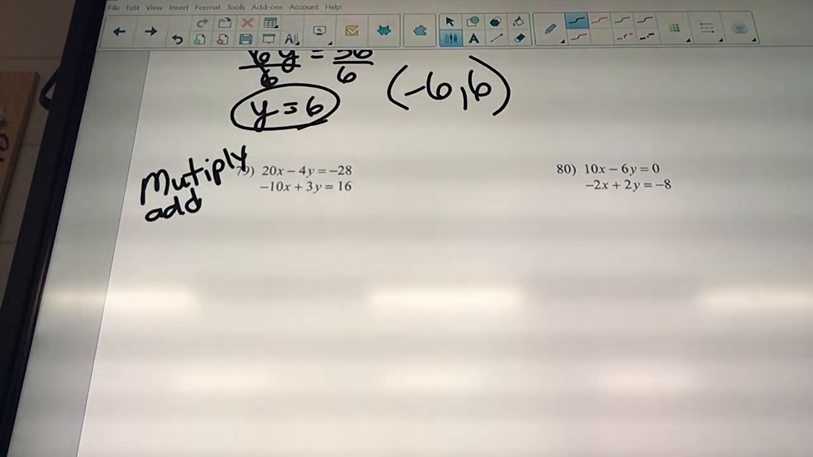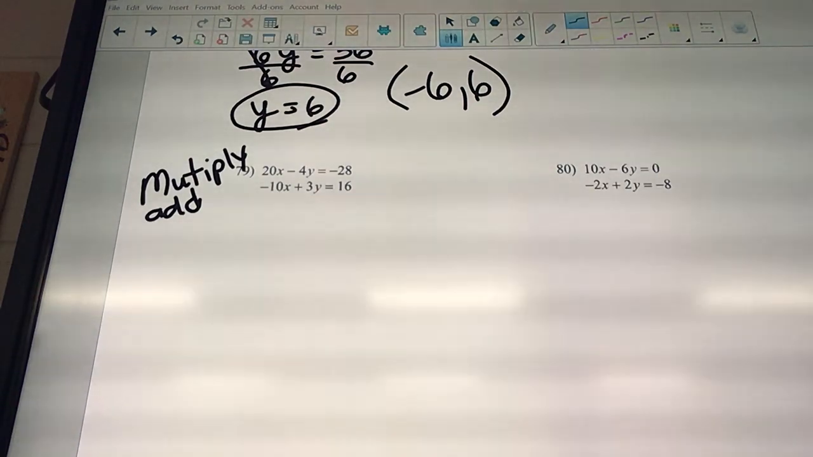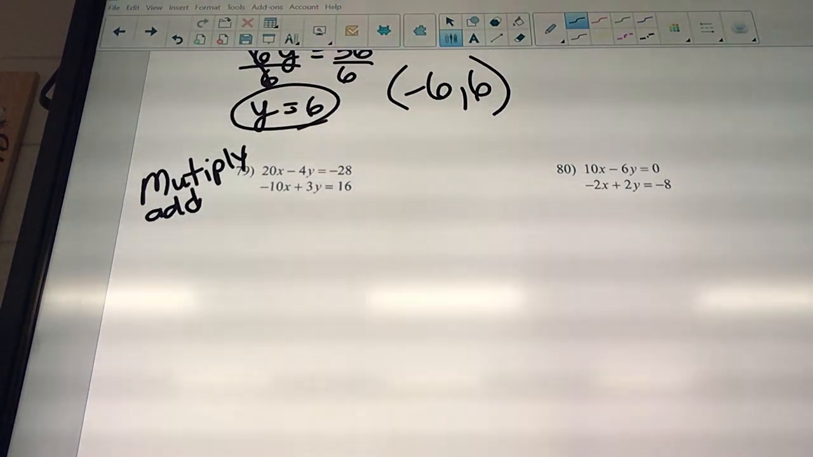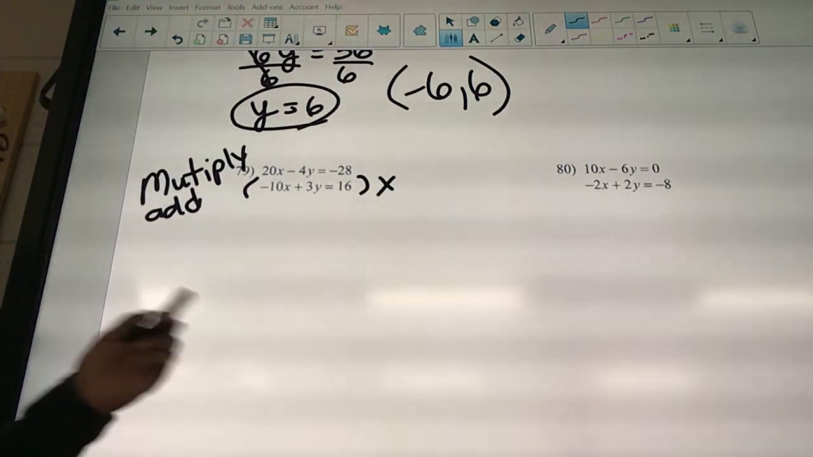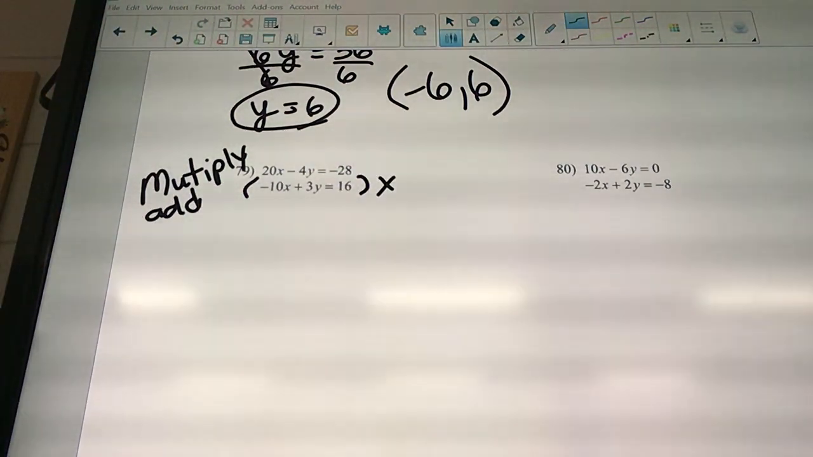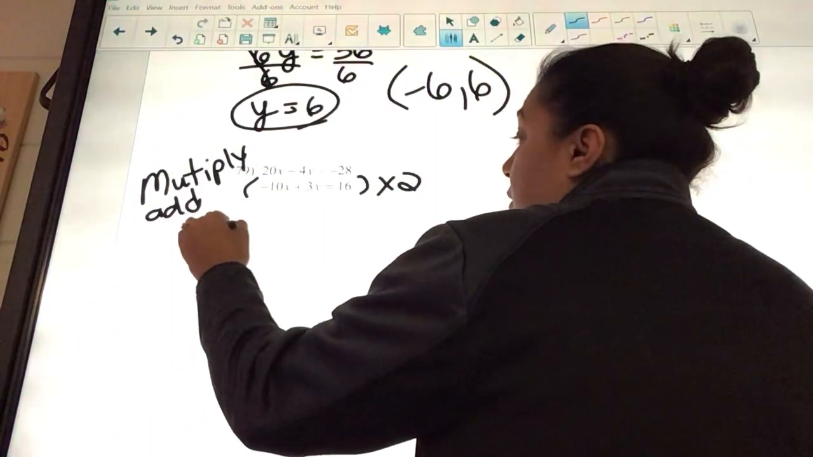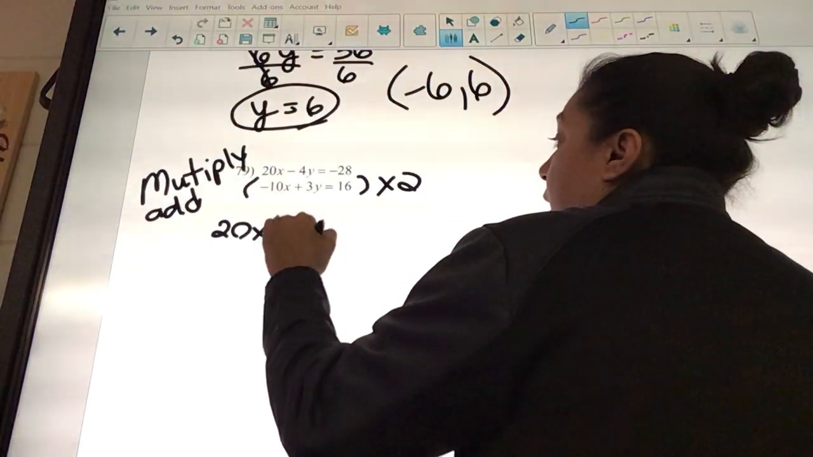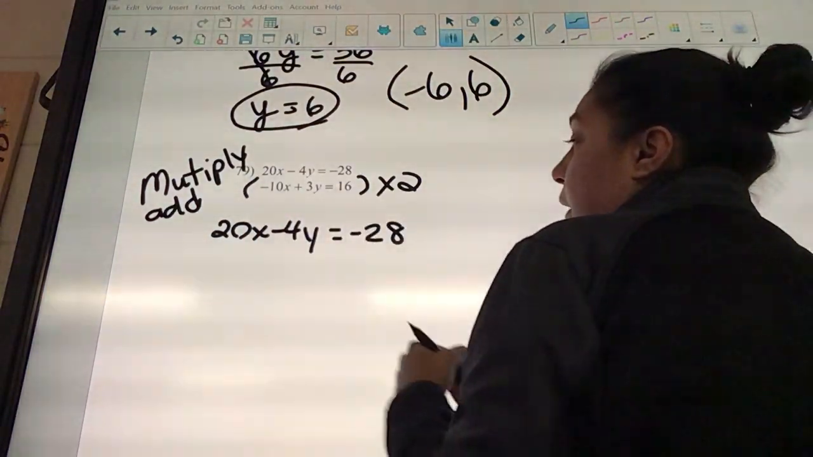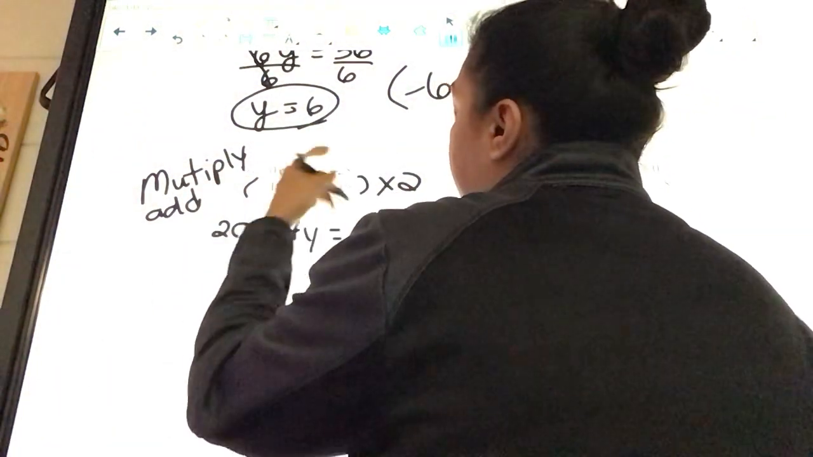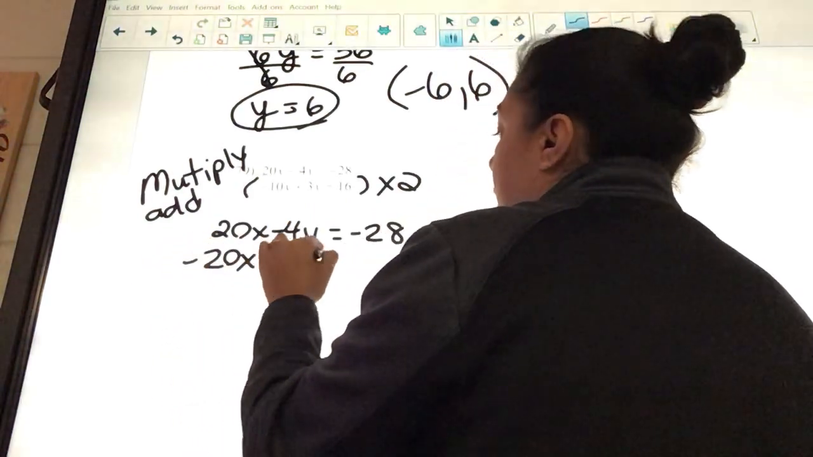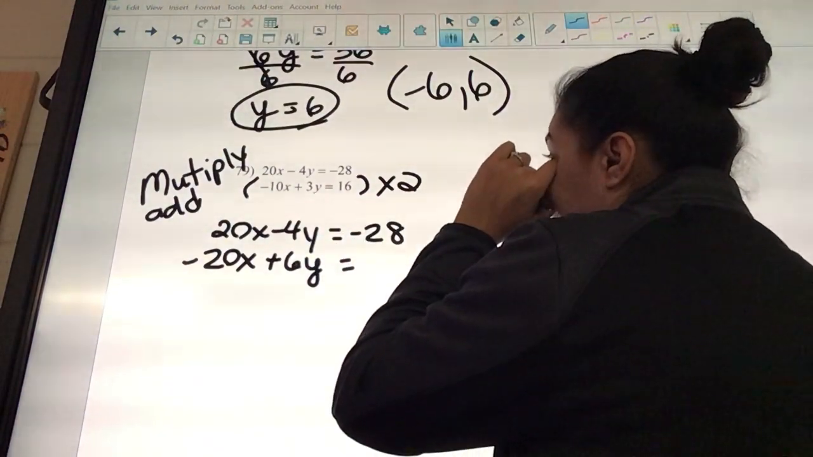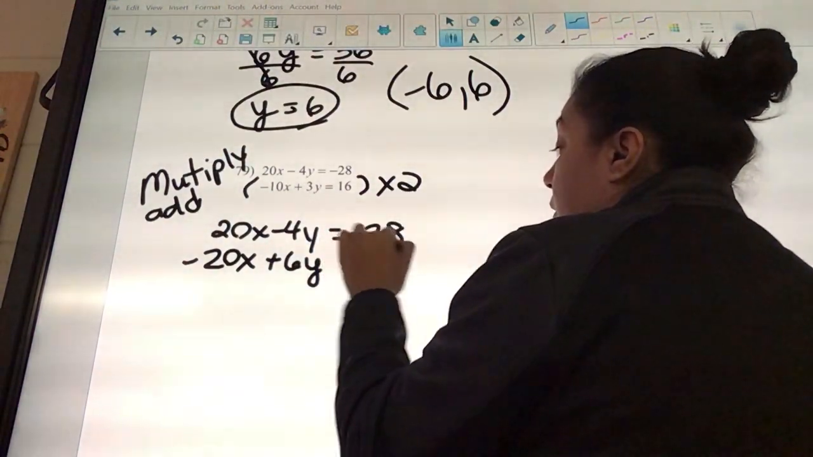Okay, so if we do the x's, what's smaller, 10 or 20? 10. So that's the one that's going to get parentheses, and that's the one we're going to multiply. 10 times what gives me 20? 2. Okay, so equation 1, nothing's changing. So I got 20x minus 4y equals negative 28. Equation 2, I'm going to multiply everything by negative 2. So it's going to be negative 20x plus 6y equals 16, and 16, 12, 32.